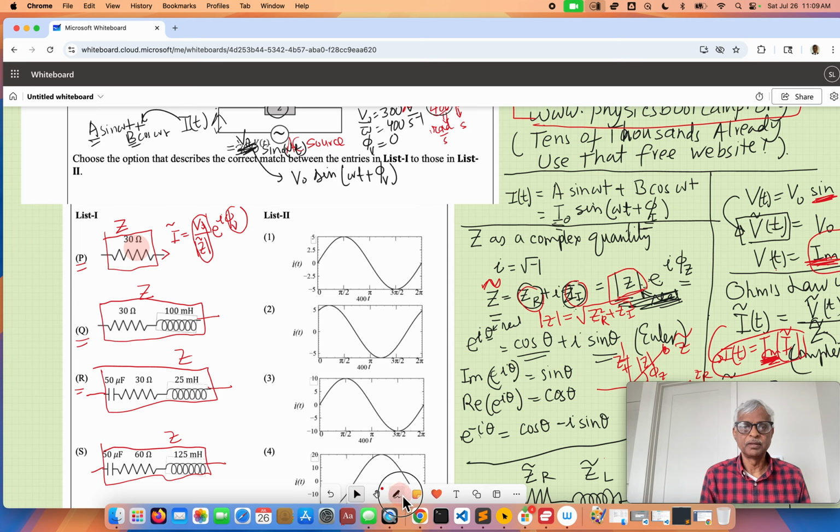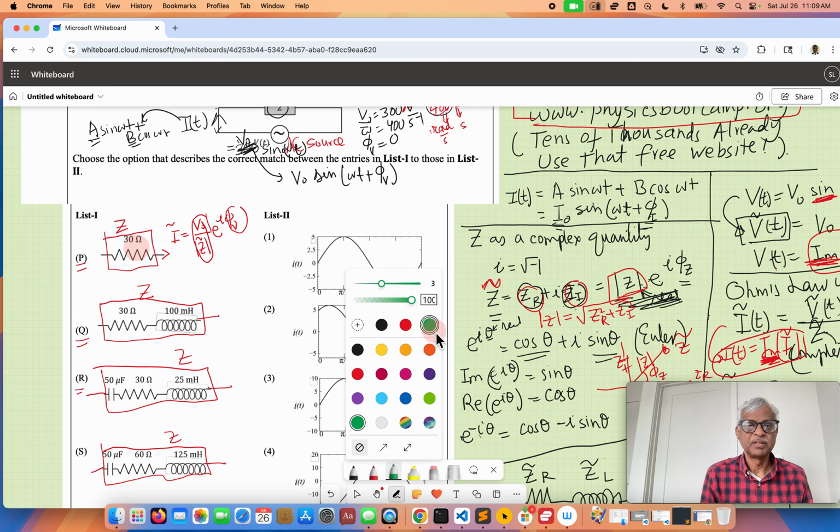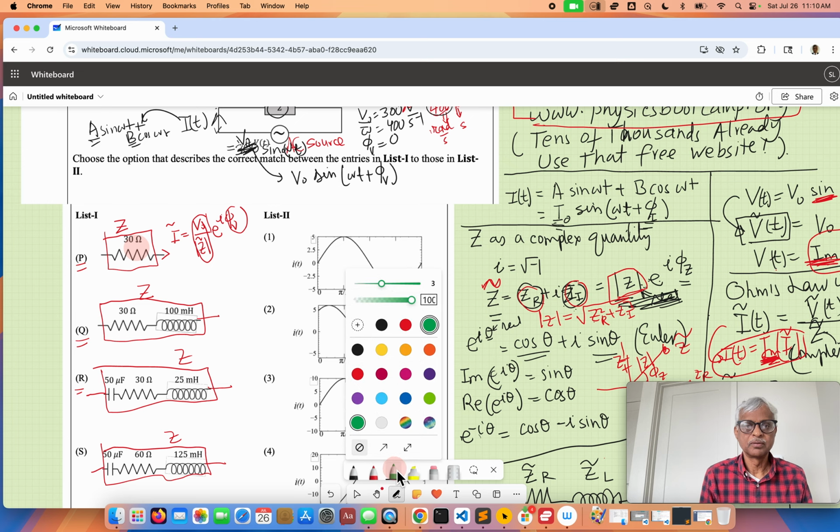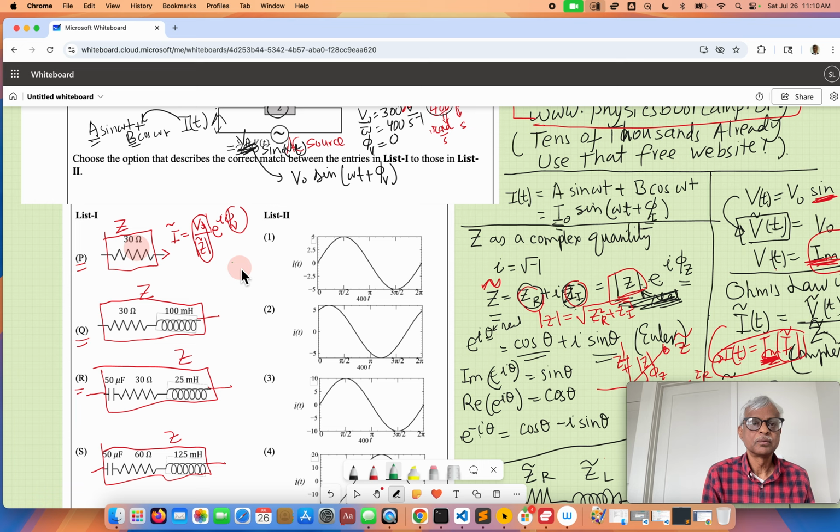Let me get a green pen. So green. Okay, so this is 300, and this is 30, and this phase is simply omega t.